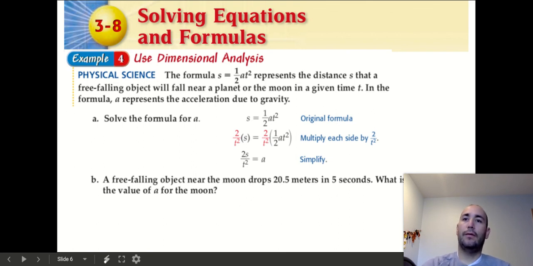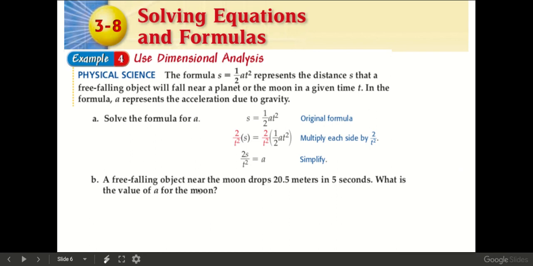And now we're going to solve b. So for the free-falling object near the moon, it drops 20 meters. So that's my distance s. In 5 seconds, that's my time t. And I want to find out what a is, right? What's the gravity on the moon? So here's my equation that I did over here. I solved for it, right? So I'm going to plug 20.5 in for s, and for t, I'm going to put 5.